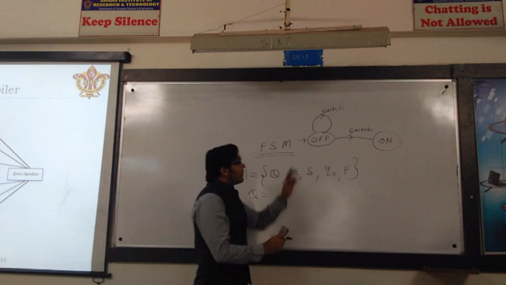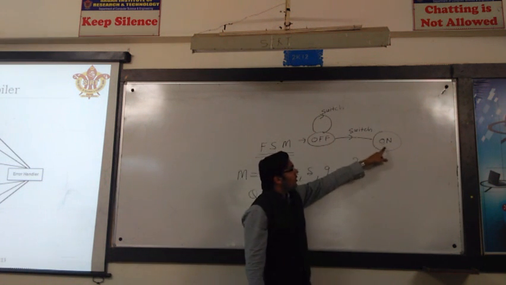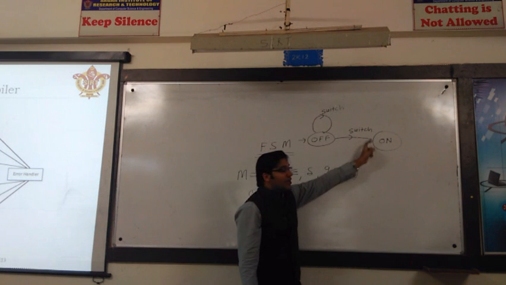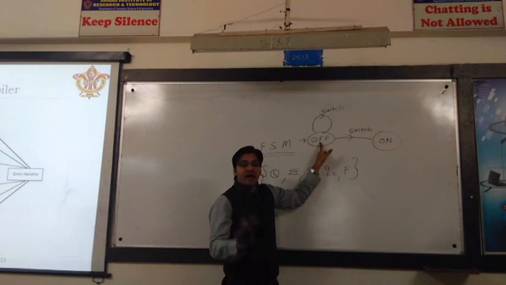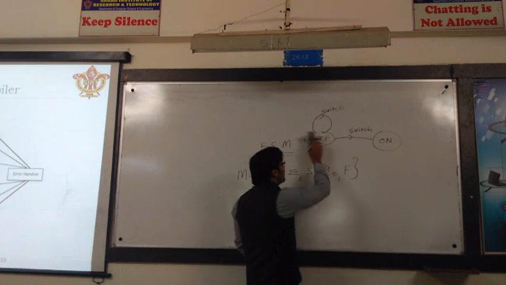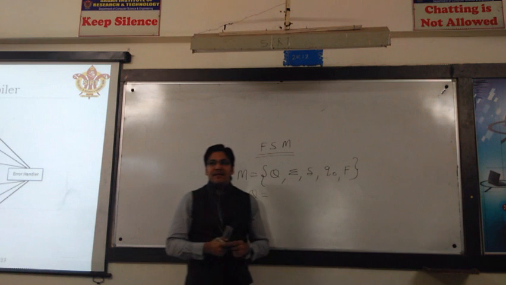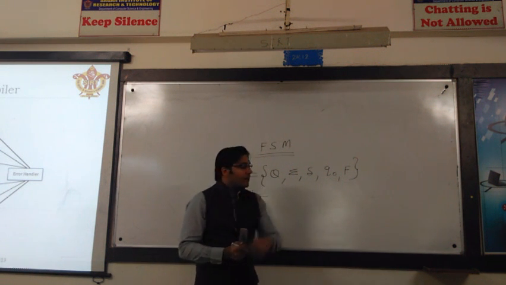So finally, this is a basic mathematical model. The fan can be switched on after applying an input switch, and the fan can still remain in the off position even after applying a switch. So this finite state machine is basically divided into 5 tuples.